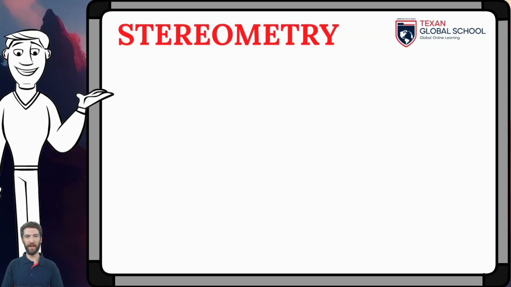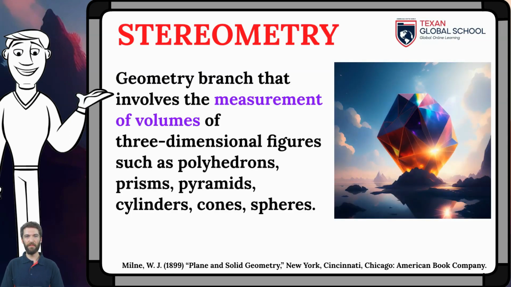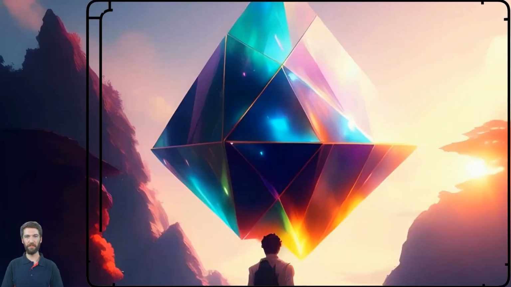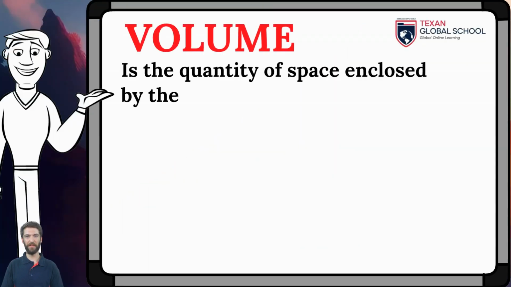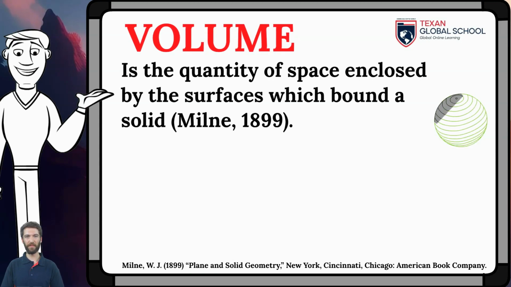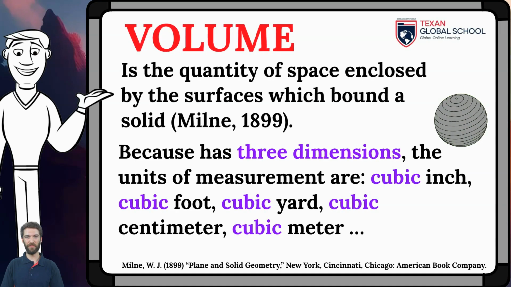Stereometry is the geometry branch that involves the measurement of volumes of three-dimensional figures such as polyhedrons, prisms, pyramids, cones, cylinders, and spheres. Hence, the volume is the quantity of space enclosed by the surfaces which bound a solid. Because the volume has 3 dimensions, the units of measure for volume are the cubic inch, the cubic foot, the cubic yard, the cubic centimeter, the cubic meter.